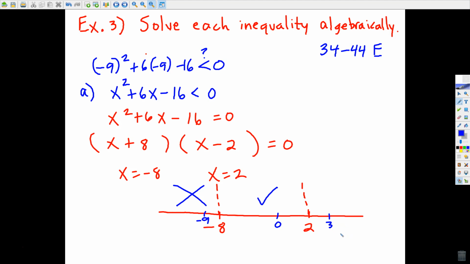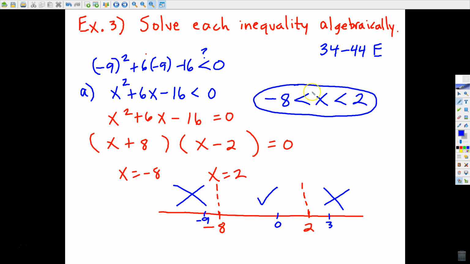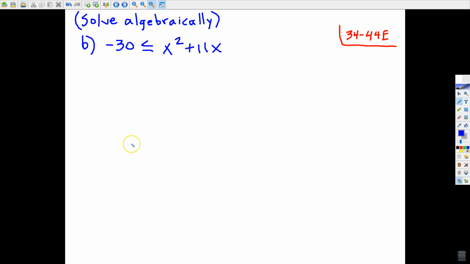So the logical choice is 3. If you let x be 3, do you get a true statement? No, you do not. So the range of numbers between negative 8 and 2 represent the solution. And since it doesn't say or equal to, our answer looks like this. All of the x's between negative 8 and positive 2. So that's an example of the solving algebraically method. And we'll try one more, and then I'll let you get started on the assignment.